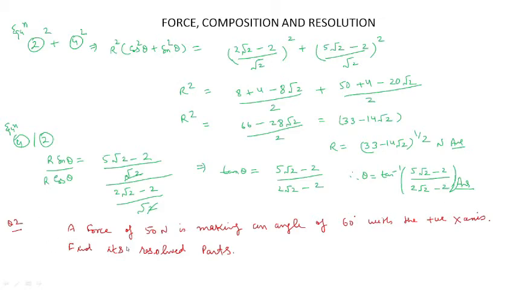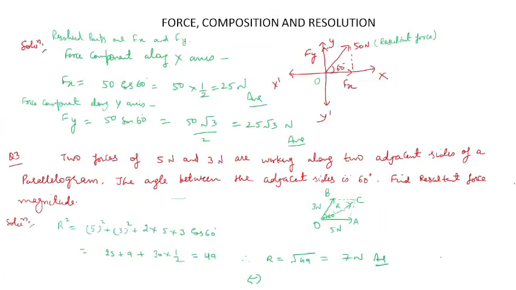The next problem is that a force of 50 Newton is making an angle of 60 degree with the positive x-axis. Find its resolved parts. Here you can see in the red diagram that a force of 50 Newton is acting and it is making an angle of 60 degree with the positive x-axis. So we can resolve this force into two components. One will be along the x-axis and one will be along the y-axis. Let us say Fx is the force component along the x-axis and Fy is the force component along the y-axis. So we can write Fx as equal to 50 cos 60, and cos 60 is equal to 1 by 2, so it comes out to be 25 Newton.